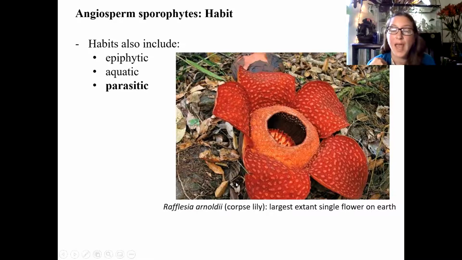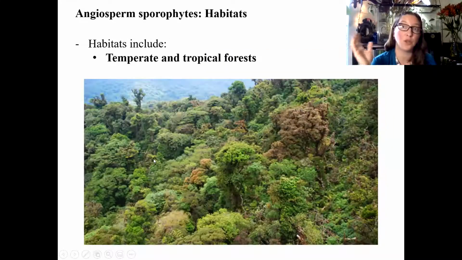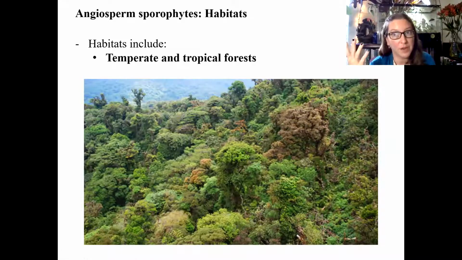The reason it's called corpse lily is because this flower is fly pollinated, and it smells almost like rotting meat. And so that attracts flies to it and pollinates it, I know. Anyways, this is also an example of a parasitic plant. This plant cannot do photosynthesis and therefore uses those special roots to get nutrients and sugars from other plants. Okay, so that's what they look like, pretty much everything.